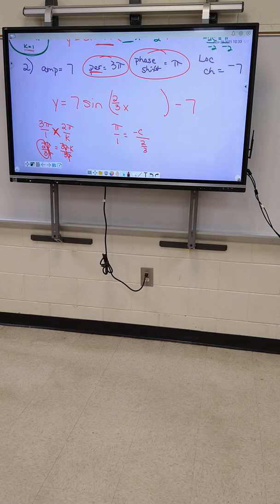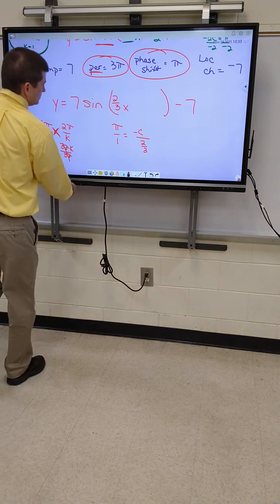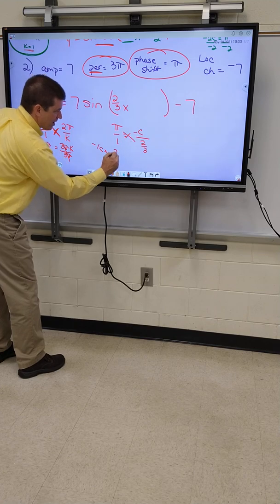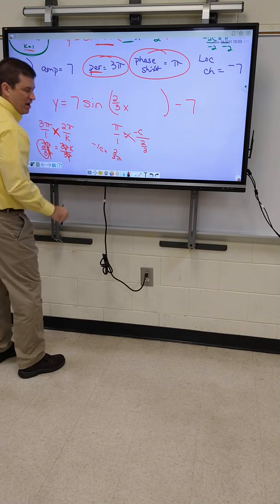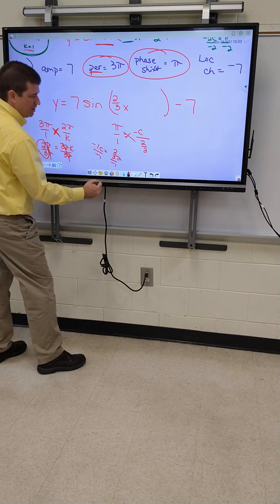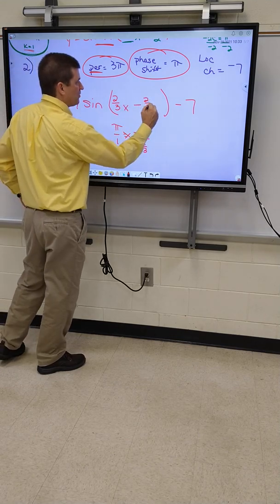What do we do? Times this way, I got negative 1c. Times this way, I got 2/3 pi. What do I divide by this time? Negative 1c, negative 1. You leave the c. So that's just going to give me negative 2/3 pi.